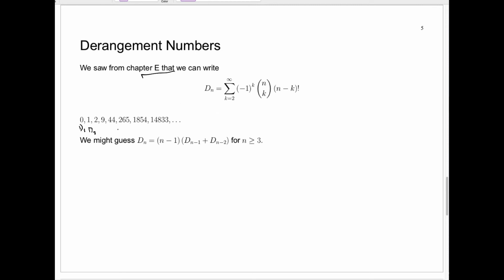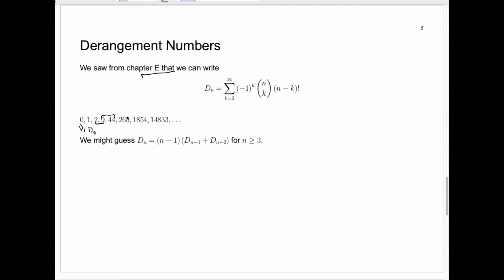And when we look at this, we can see some patterns maybe. This 9 is 3 times the sum of 1 plus 2. This 44 is actually 4 times the sum of 2 and 9. This 265 is actually 5 times 53, which is the sum of 9 and 44. And then it continues like that. And that would suggest that there really is a recurrence relation going on here.